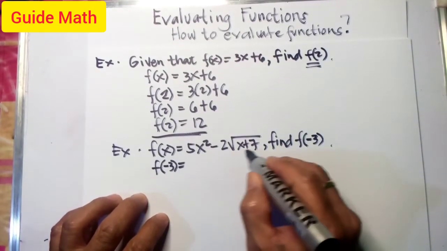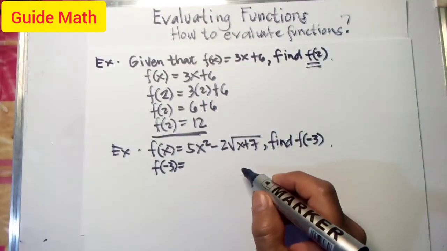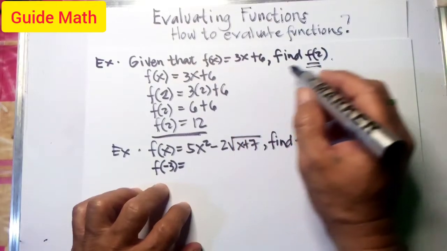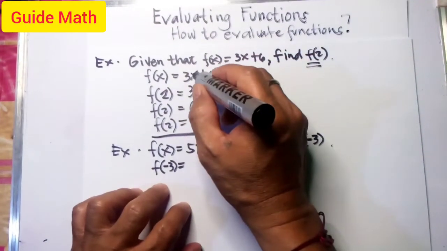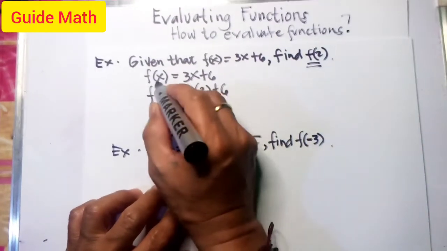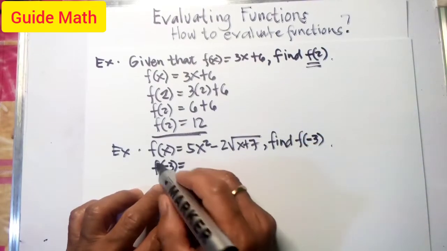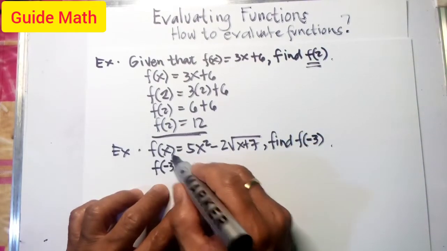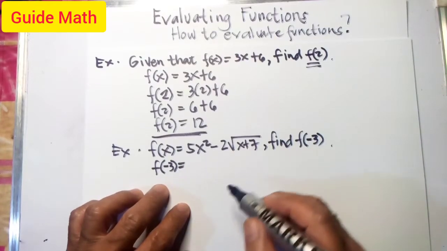Lahat ng x dyan, palitan na natin ngayon ng negative 3, katulad ng ginawa natin kanina in our previous example, that we simply substitute those values as our input in every x there, as our variable, depende doon sa given. So in this case, kung f of x as a function of x, lahat nagiging x. F of negative 3, lahat ng x naman yan magiging negative 3.